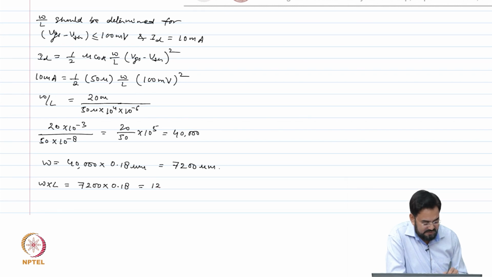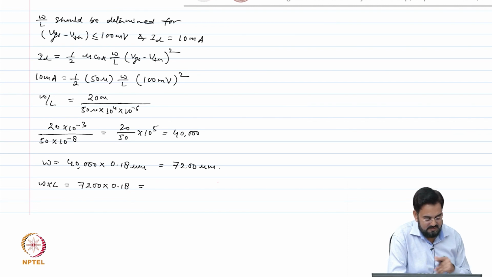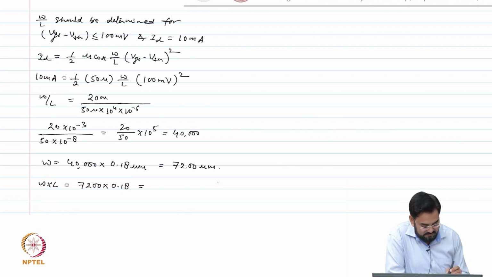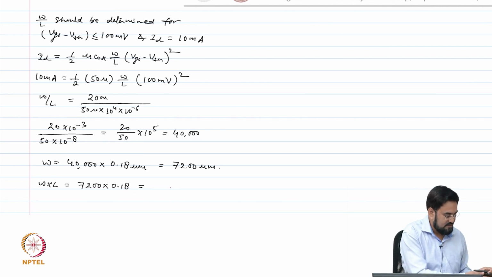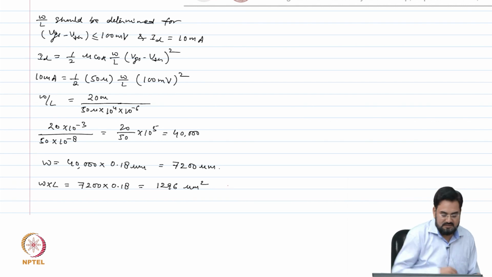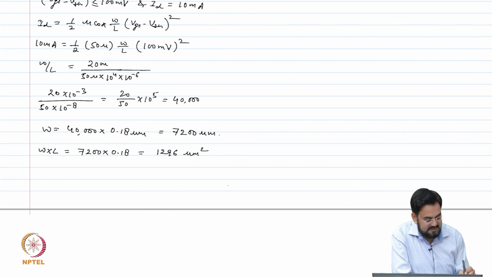Pico? What is pico here? Because I am asking for area. 1296 picometers, because into 10 power minus 12 will come finally. Just tell me the number, don't tell me the unit. 7,200 multiplied by 0.18. How much is that? 1296. Okay. Micrometer square. Correct.